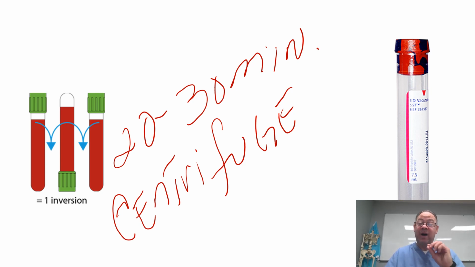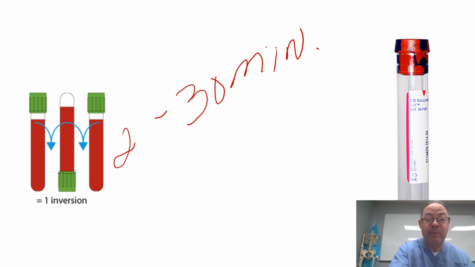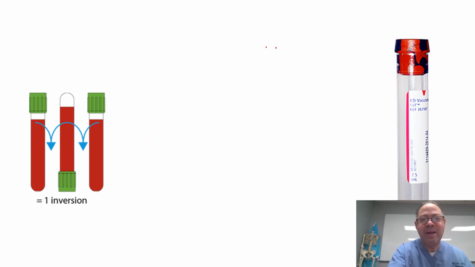So, if I don't wait my 20 to 30 minutes before I centrifuge, all this electrolyte will come with errors, errors that we cannot change. Okay, so let me erase. So esos errores no se pueden arreglar después. Después que el error está hecho, no lo cambia nadie. So the same thing, okay?